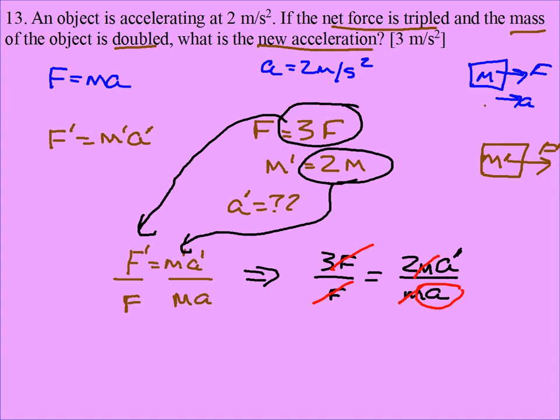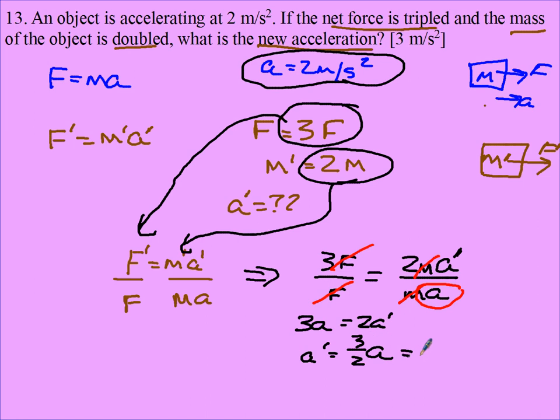So I'm going to solve this for a prime by cross multiplying. So a times 3, so this is 3a, is equal to 2a prime. And I'm looking for a prime. So a prime is 3 divided by 2 times a. Now, a is 2 meters per second squared. So I'm going to plug that in. So this is 3 divided by 2 times 2, or my new acceleration is 3 meters per second squared. Sometimes you can logic your way through these. This method will always work.